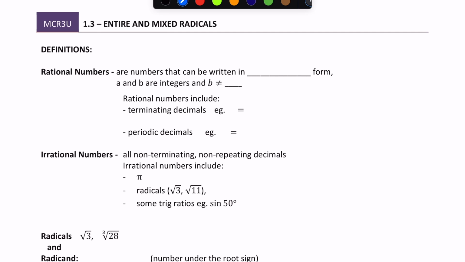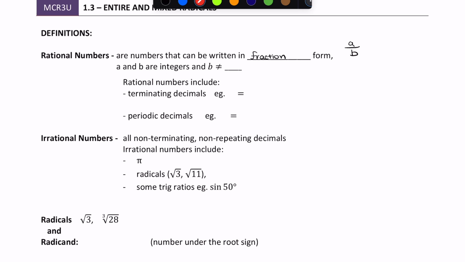Rational numbers are numbers that can be written in fraction form. So if we write it in fraction form, it's A over B, where A and B are integers and B cannot be equal to 0.